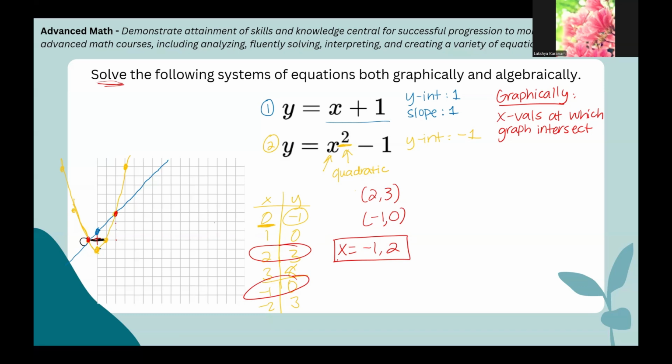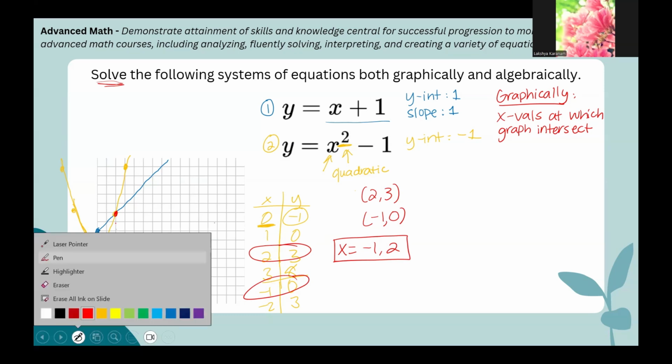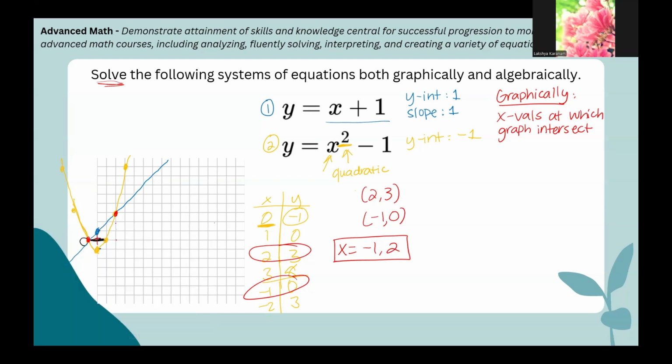Now let's do it algebraically. Okay, so to solve it algebraically, we're just going to set them equal to each other, right? So we have y is equal to x plus 1 and y is equal to x squared minus 1. Well, they're both y's, which means that they have to be equivalent to each other. So x plus 1 is equal to x squared minus 1.